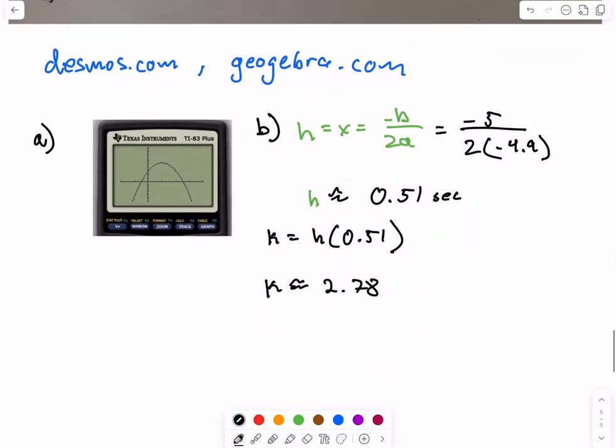Meters. So the units are meters, 2.78 meters. So again, this is rounded.